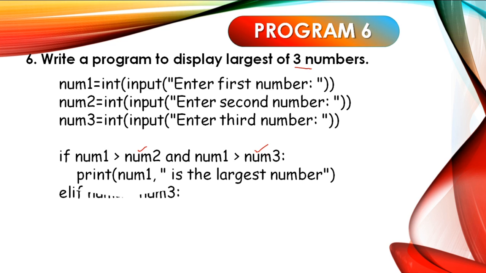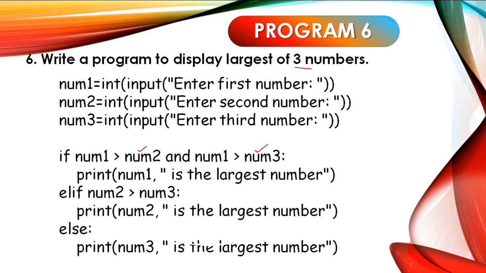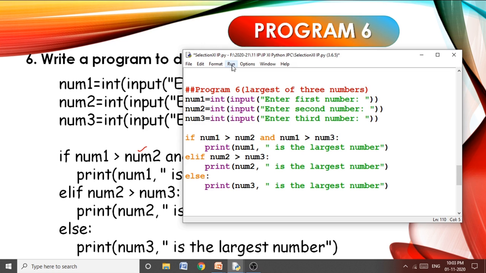For that, we are using the statement elif num2 greater than num3. So the output will be num2 is the largest. If both of the previous conditions are false, then we can be sure that num3 is the largest number. So in the else part, we are writing print num3 is the largest number. I will show the output of this program. I am going to run this program.